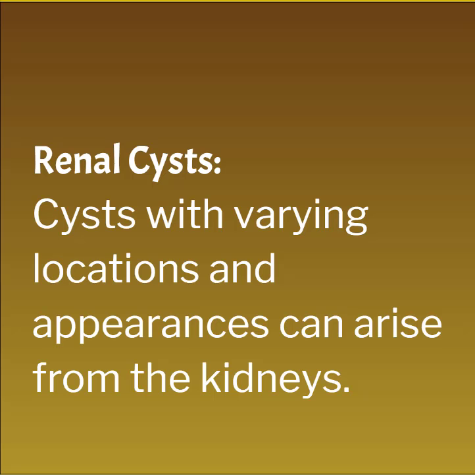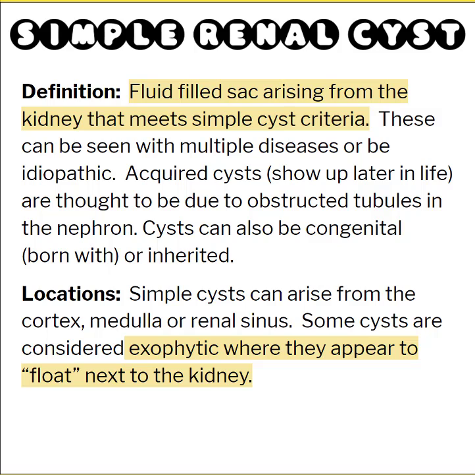So what are renal cysts? Renal cysts are going to be in varying locations and appearances that arise from the kidneys. Let's begin with the simple renal cyst. The simple renal cyst is just going to be a fluid-filled sac arising from the kidney that meets the simple cyst criteria. So thin walls, anechoic, through transmission.